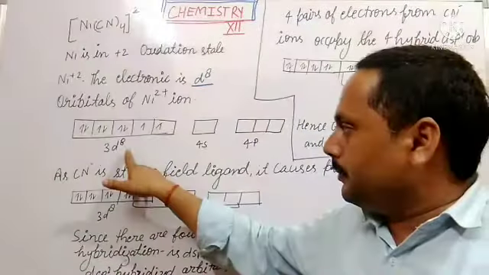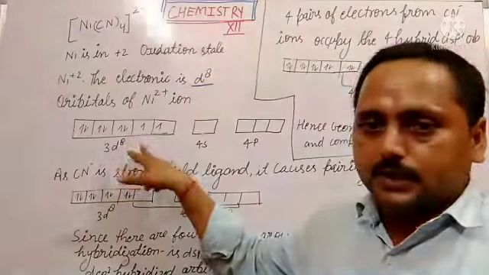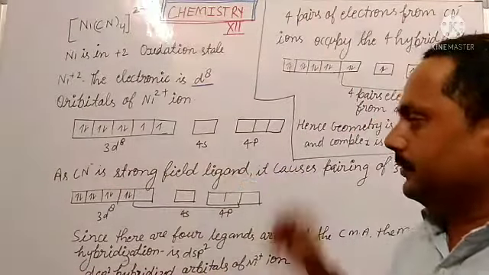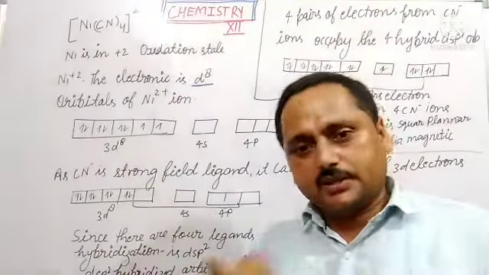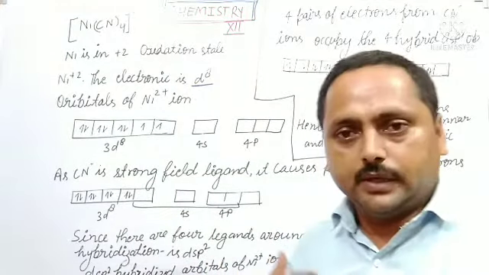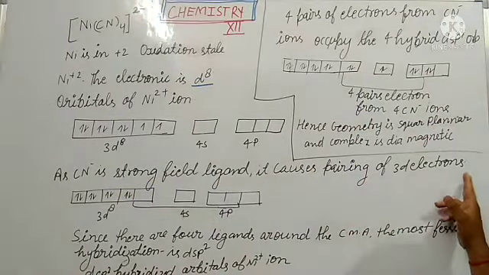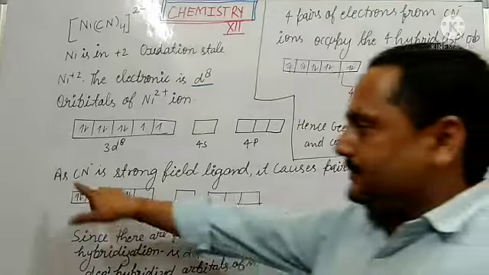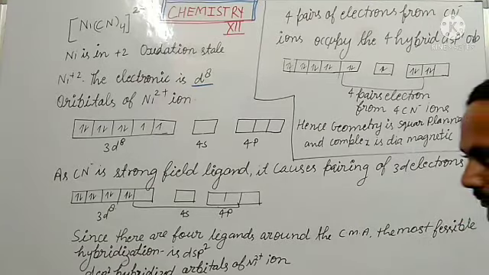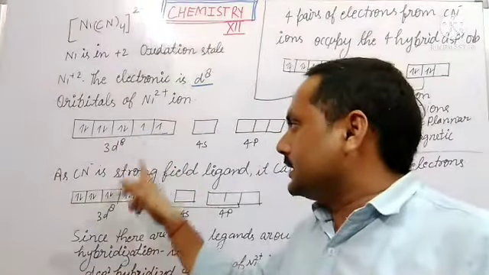You know that d8 means 8 electrons are there: 1, 2, 3, 4, 5, 6, 7, 8. No electrons in 4s and 4p. You might know that CN is a strong field ligand, so it causes pairing of 3d electrons. If pairing happens, the electron is transferred there.